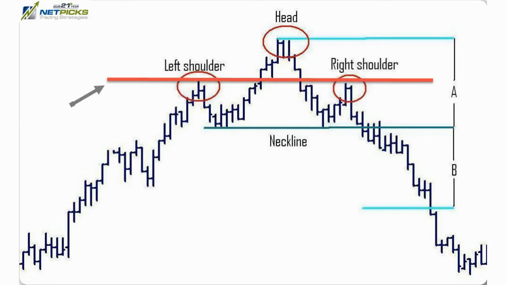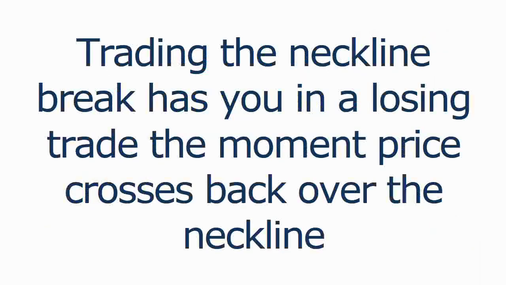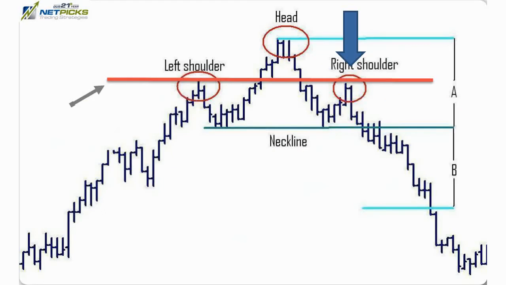I've added a horizontal line to our first chart that started at the left shoulder. And you can see that price comes close to the horizontal line as it forms the right shoulder. And the good thing about this setup is if the trade fails on the neckline, you are going to be able to get out of the trade with either a very small loss or a tiny profit. Trading the neckline break has you in a losing trade the moment it crosses back over the neckline. And you also have a very well-defined risk point, which is just over the right shoulder.